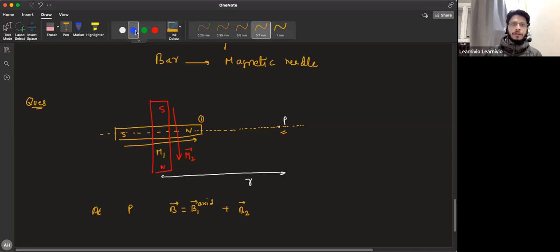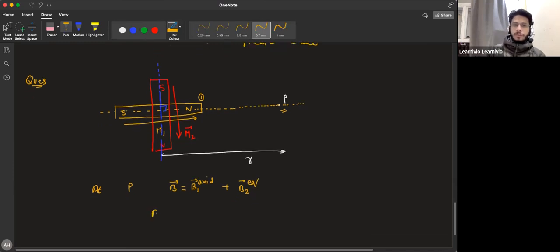For second bar magnet, Noha, this point P lies on the axial line or on the equatorial line? Sir, equatorial line. Equatorial. See, for the second magnet, this is the axial line, but the point is perpendicular to it. So point lies on the equatorial. So this is B2. So the net magnetic field is the sum of magnetic field due to each magnet. So this is first magnet. This is point P. Separation is R. The magnetic field is mu naught by 4 pi 2M1 by R.